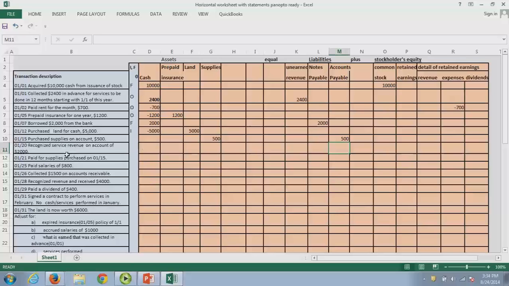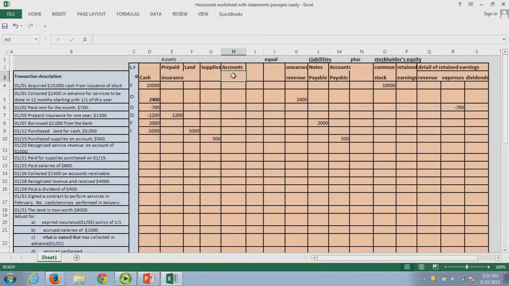Then the next one is recognized service revenue on account, $2,000. Once again, we see on account. This time service revenue sounds like a customer, so a customer owes us money. So therefore, instead of accounts payable, we owing money, it's going to be accounts receivable. We plan to receive or collect cash in the future. So I'm going to pick up accounts receivable.